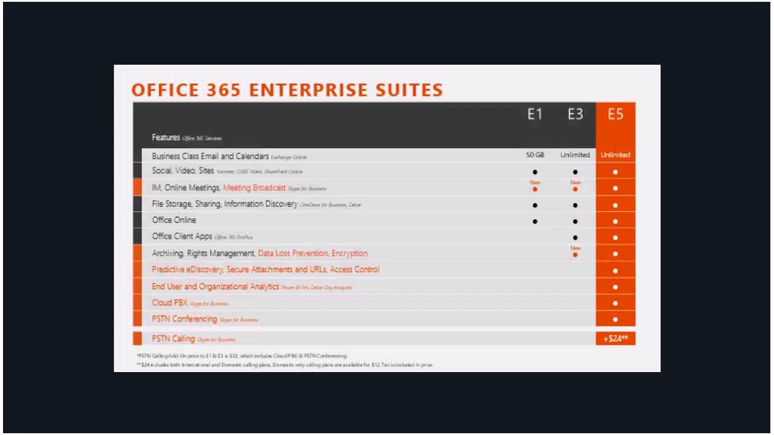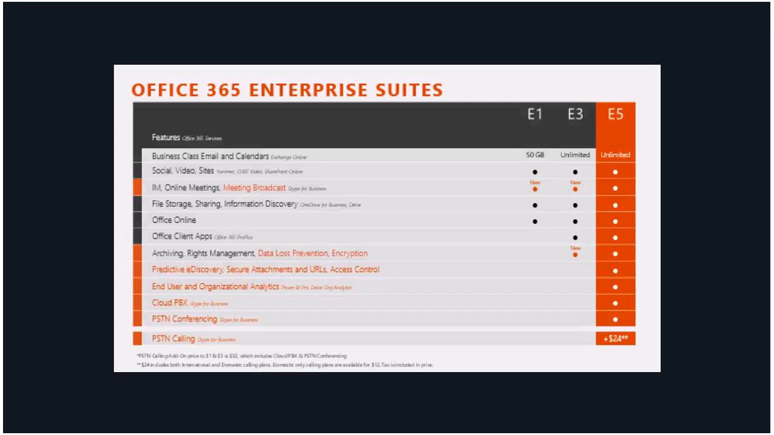Note that with the E5 SKU, while you get the conferencing piece, if you want the PSTN calling, there is also a voice plan that has to be purchased with it. Now, the price indicated here, you might not be able to read it in the fine print, the $24 one is for international and domestic calling.